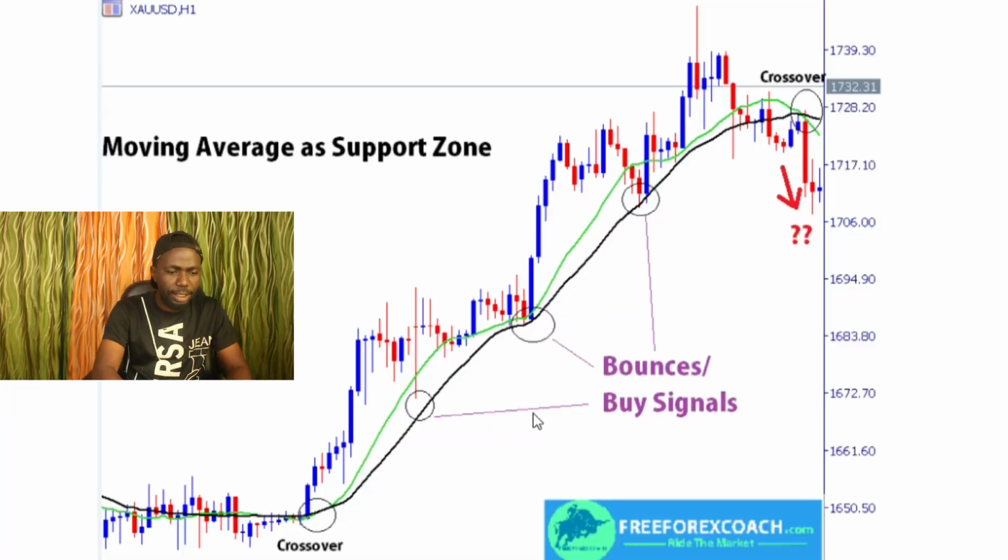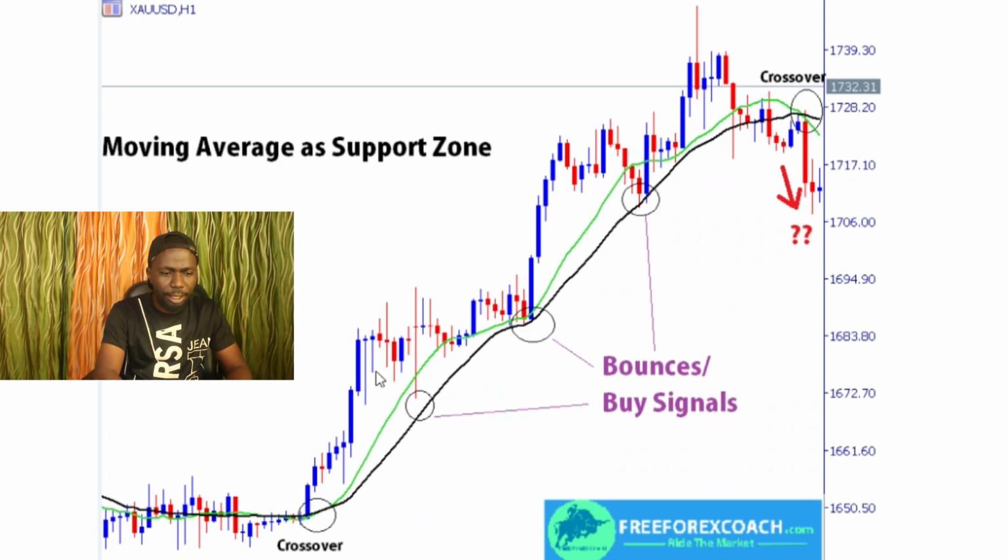So if you watch this chart clearly, you see that this black line is the 20 EMA, while this green line is the 5 EMA. So for the fact that the 5 EMA crossed above the 20 EMA, the trend changed direction, right? So now you can clearly see that the market is in an uptrend, right? Because each time that the market comes to the 20 EMA, it gets rejected, right?